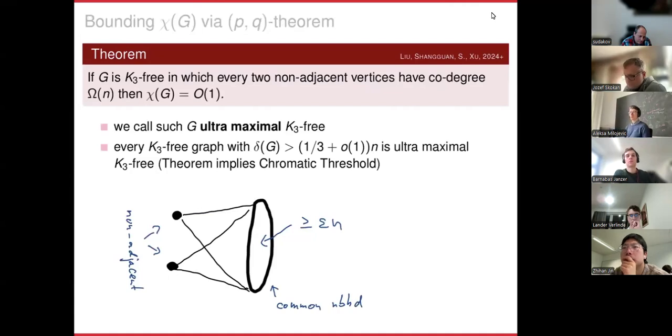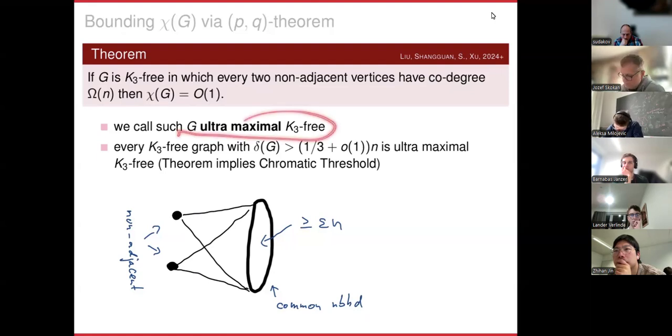All right. So let me just present the first thing that we actually proved. We proved that if you have a triangle-free graph in which every two non-adjacent vertices have codegree, that means the set of joint neighbors, of linear size, then the chromatic number is again bounded by a constant. So this is another take. We don't assume bounded VC dimension, but we assume that every two non-adjacent vertices have many common neighbors. We call such a graph ultra-maximal triangle-free.